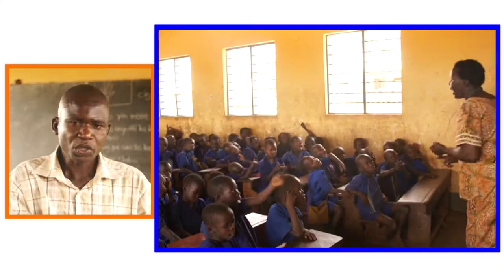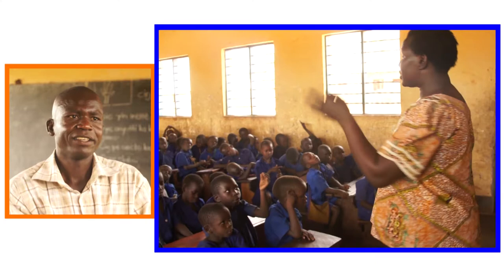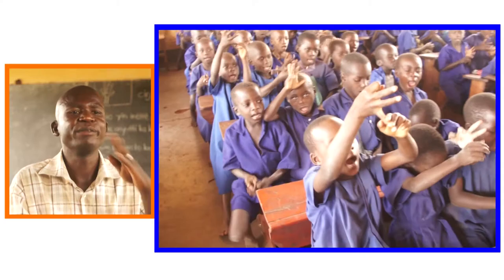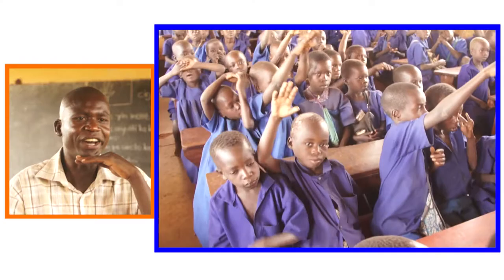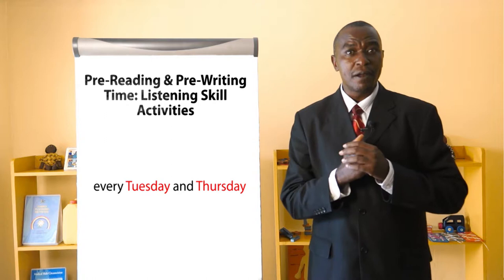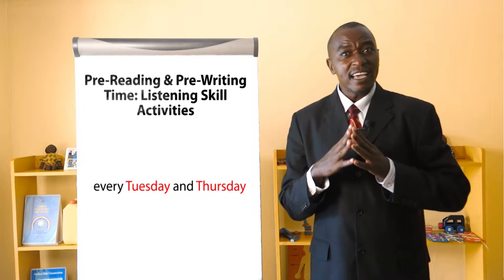To let the learners understand best and identify the syllables in words, we have very many ways of doing that. First of all, as I said, you can count using the fingers, or you can clap, or you can put your hands here and you count on how many times these things lower down like that. Just like with the visual skills, listening skills are taught every Tuesday and Thursday during pre-reading, pre-writing time. The listening skill activity should only take about 10 minutes of your 30-minute lesson.